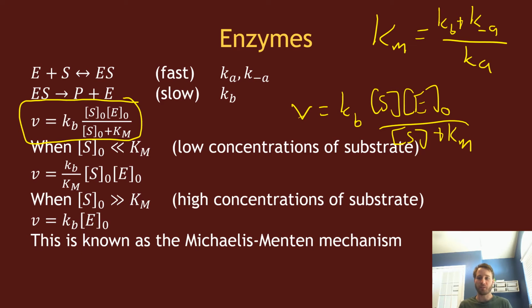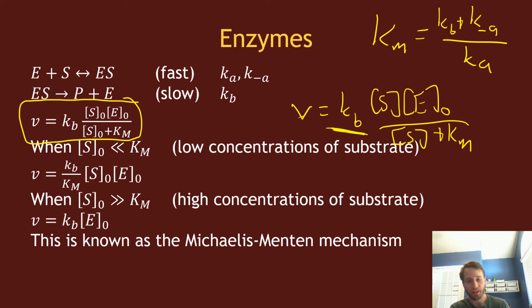But if Km is a very large value, then that means after the substrate binds to the enzyme, it either quickly detaches because it's just not very strongly bound to the enzyme, or quickly forms product, depending on the size of Kb versus K minus A. But you can get the idea of the rate at which the product is formed from Kb here, okay?